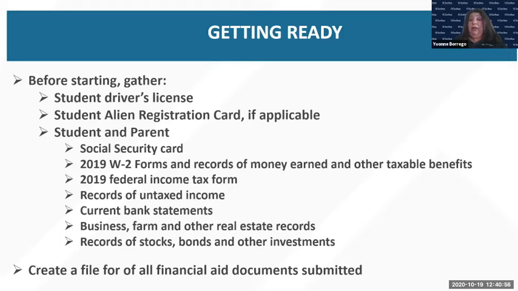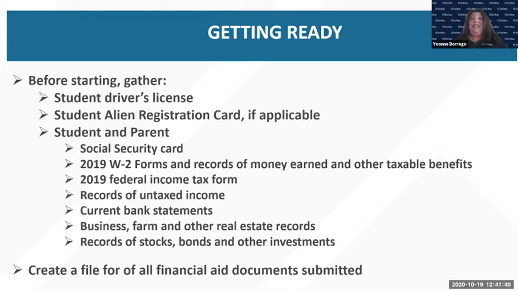Permanent residency card, if you're a permanent resident. Student and parent Social Security cards, get those. Make sure you don't transpose any numbers, because if you mess up on your Social Security number, it's going to cause you a lot of unnecessary hardship, okay? That Social Security number has to match what the school has. And when you complete your FAFSA form, it has to be accurate. You're going to be using income and asset information from 2019, so you want to make sure you have records available for that.